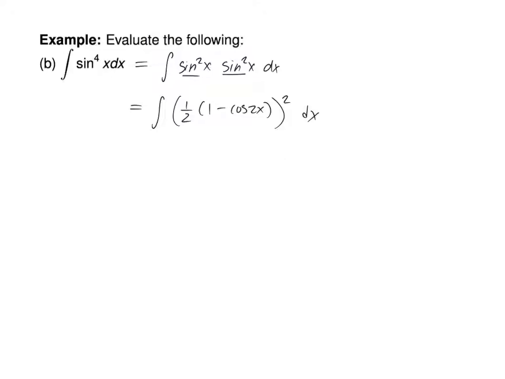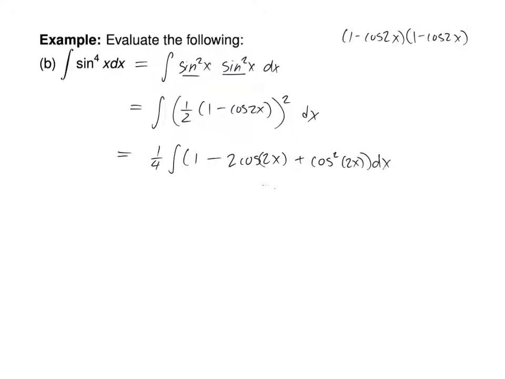So let's simplify a teensy bit. What is 1/2 squared? 1/4. So let's pull that 1/4 out in front. If you expand 1 minus cosine of 2x times 1 minus cosine of 2x, what is that? 1 minus, how many cosines of 2x? 2, okay, good. 2 cosine 2x plus cosine squared of 2x. Okay.